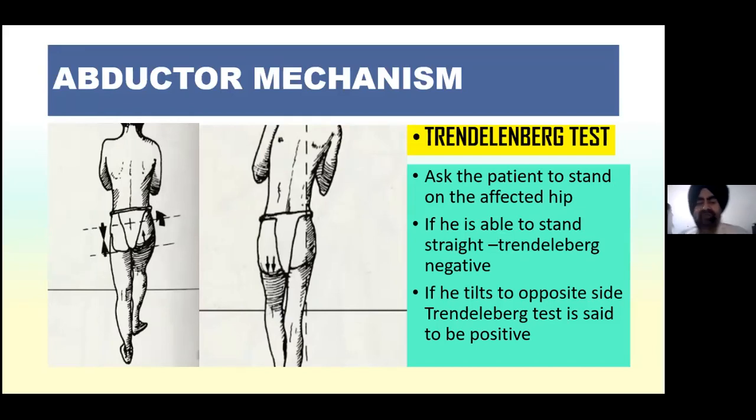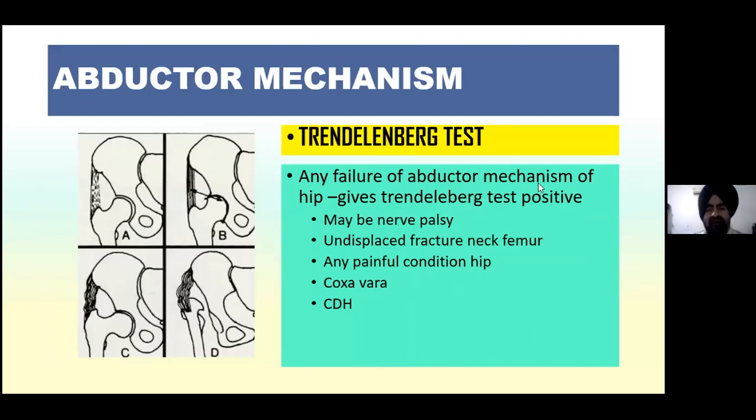The reasons may be numerous. Maybe a fractured neck of femur, change in the neck shaft angle, any deformity of the hip. These are all valid reasons for a positive Trendelenburg sign. Any failure of the abductor mechanism of the hip can give a positive Trendelenburg, and it may be nerve palsy. Gluteus medius and minimus are supplied by the superior gluteal nerve. Any palsy of this nerve may be due to a collapsed intervertebral disc or any other reason, or an undisplaced fracture of the neck due to pain. Any painful condition of the hip, coxa vara, or congenital dislocation of the hip will lead to failure of the abductor mechanism and a positive Trendelenburg test.